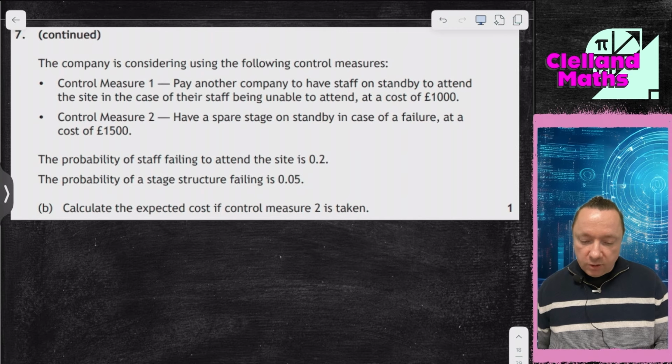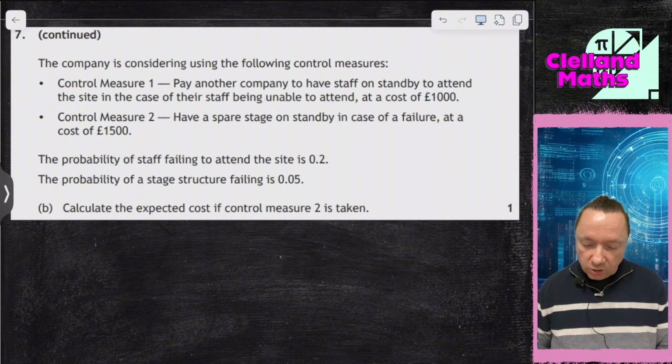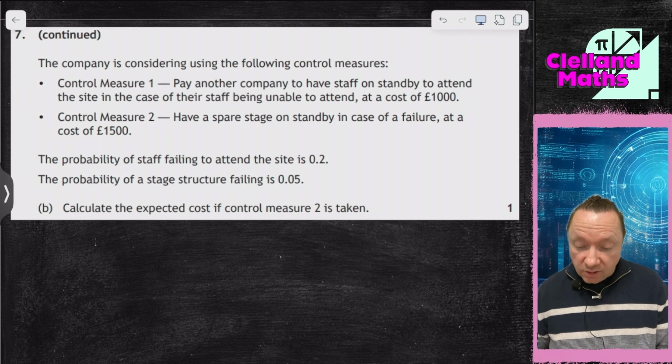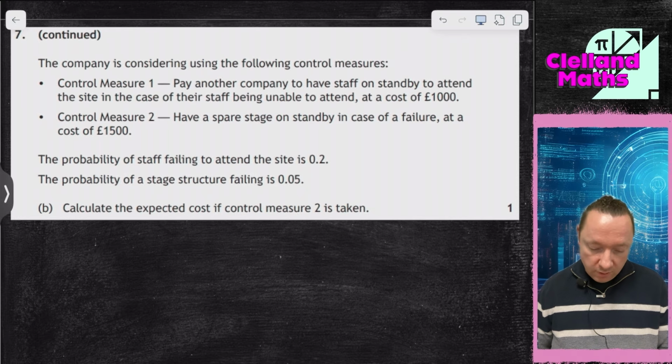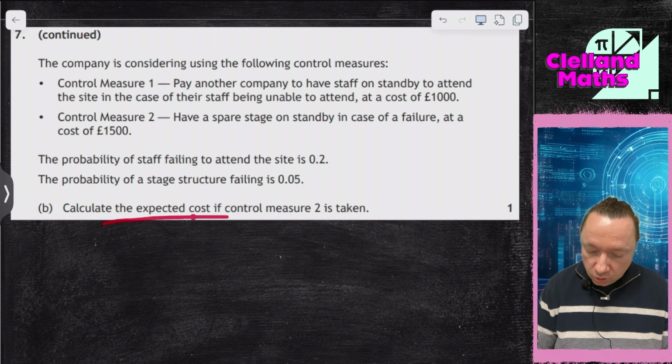Number 7 continued. The company is considering the following control measures. They can pay another company to have staff on standby and it costs £1,000, or they can have a spare stage on standby at the cost of £1,500. The probability of staff failing to attend is 0.2. The probability of a stage structure failing is 0.05. Calculate the expected cost of control measure 2.